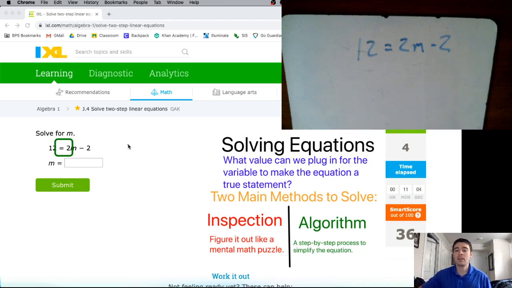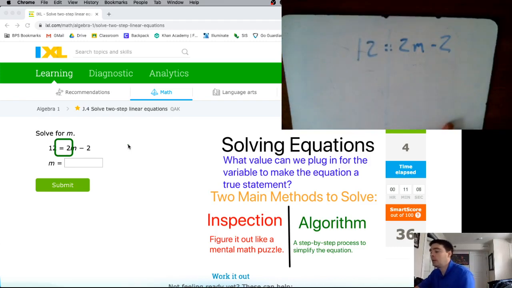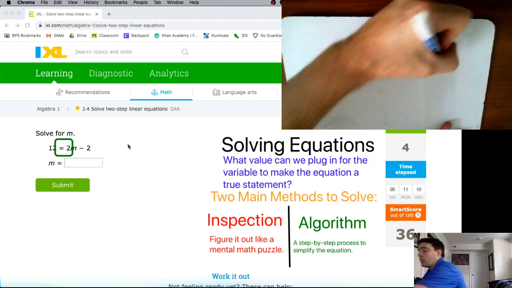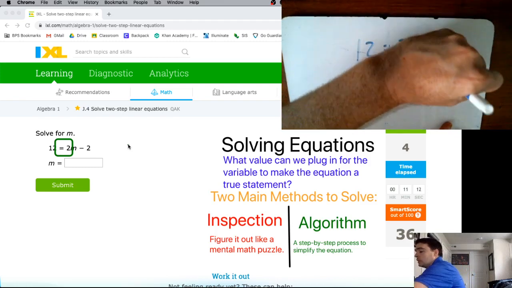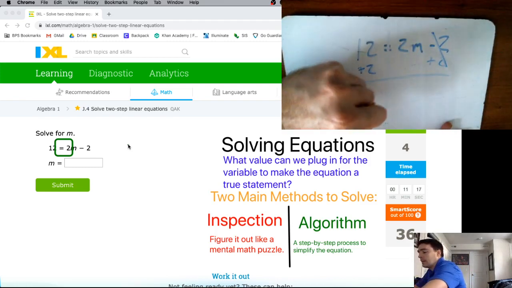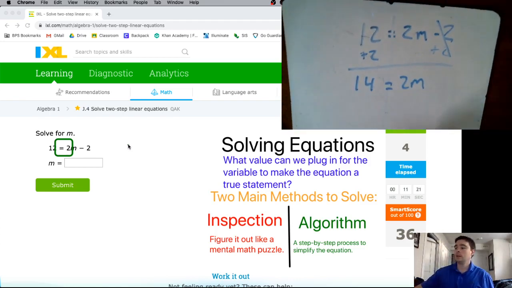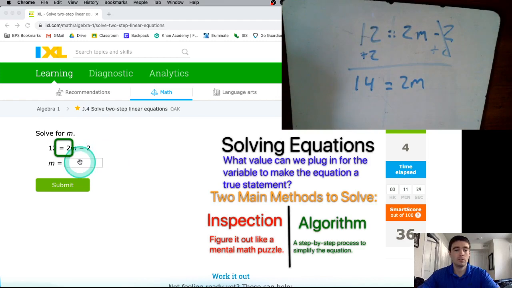But if I'm solving by the algorithm, my step-by-step process, to show you all one last time, the 2m is on the right side, so I'm going to go ahead and add 2 to cancel out my negative 2. That gets me to 14 is equal to 2m. What number times 2 gives me 14? I know 7 times 2 gives me 14, so that's how I'm going to get to an answer here of 7.